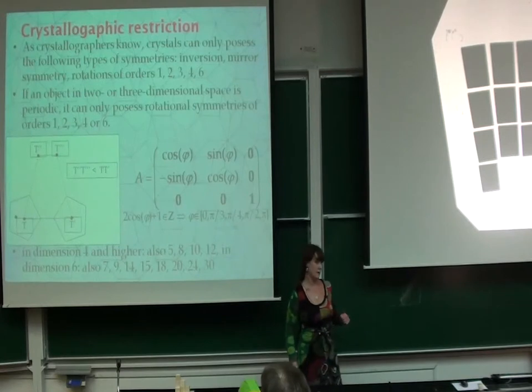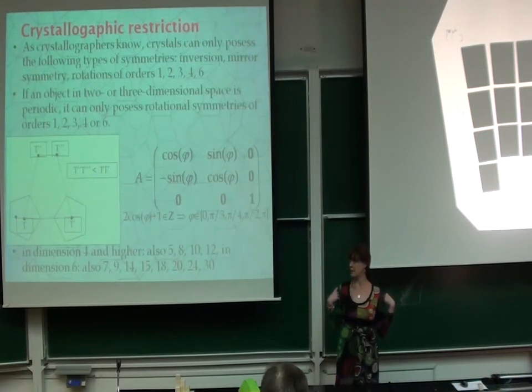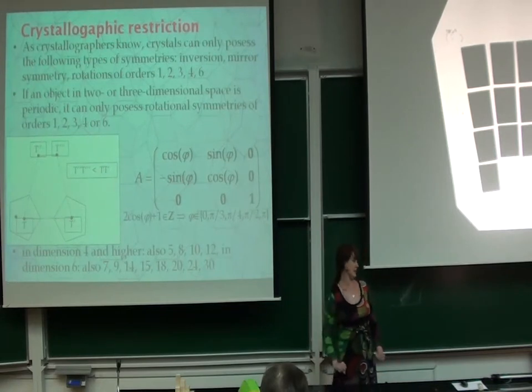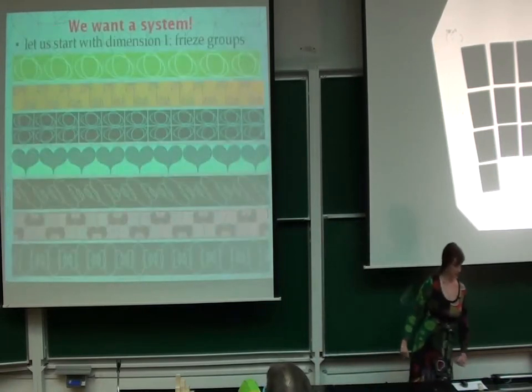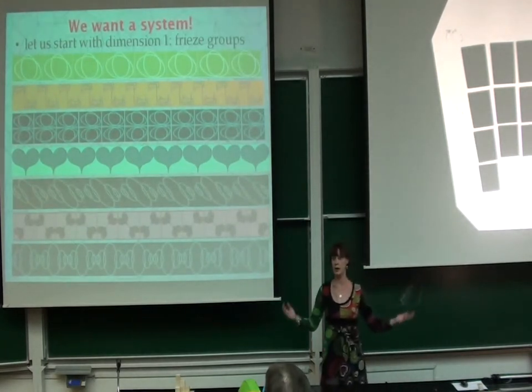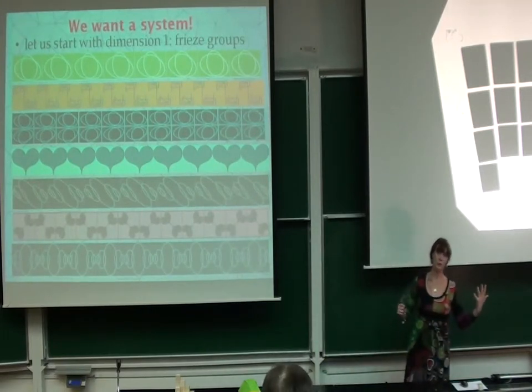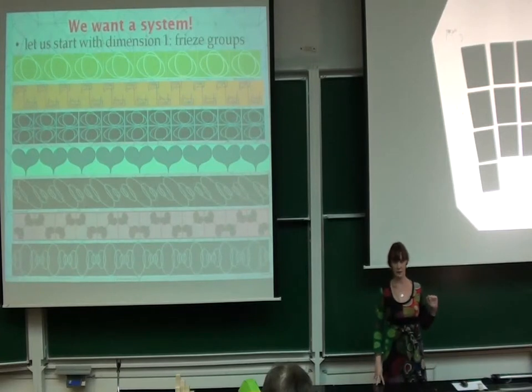Of course, why restrict ourselves only to two and three dimensions? The crystallographic restriction also works in higher dimensions, only there is a little bit more freedom. For example, in dimension 4, you may have a rotation of order 5, but not of order 11. So I think it would be good to have a system to enumerate all the possible symmetry combinations, or, as a mathematician would say, the groups that consist of the symmetries.